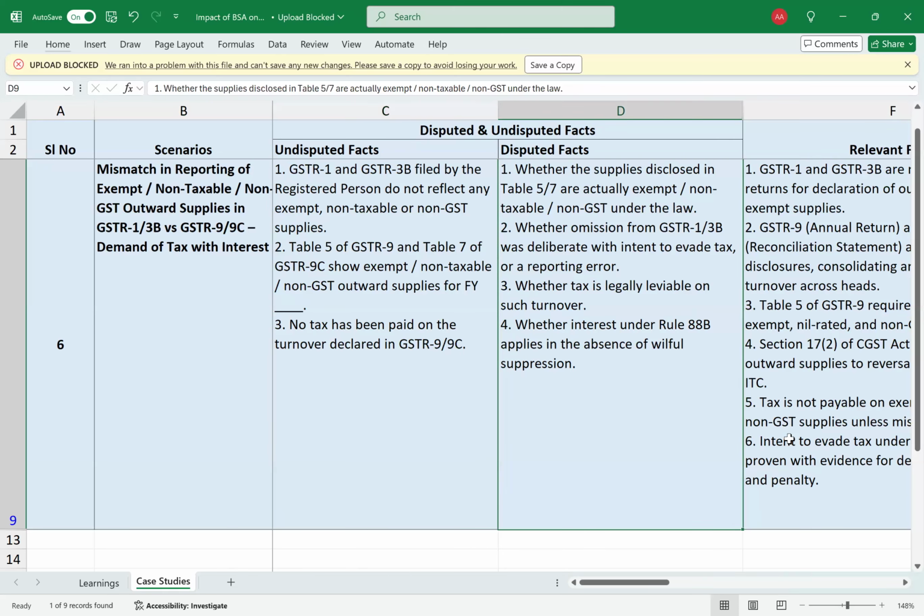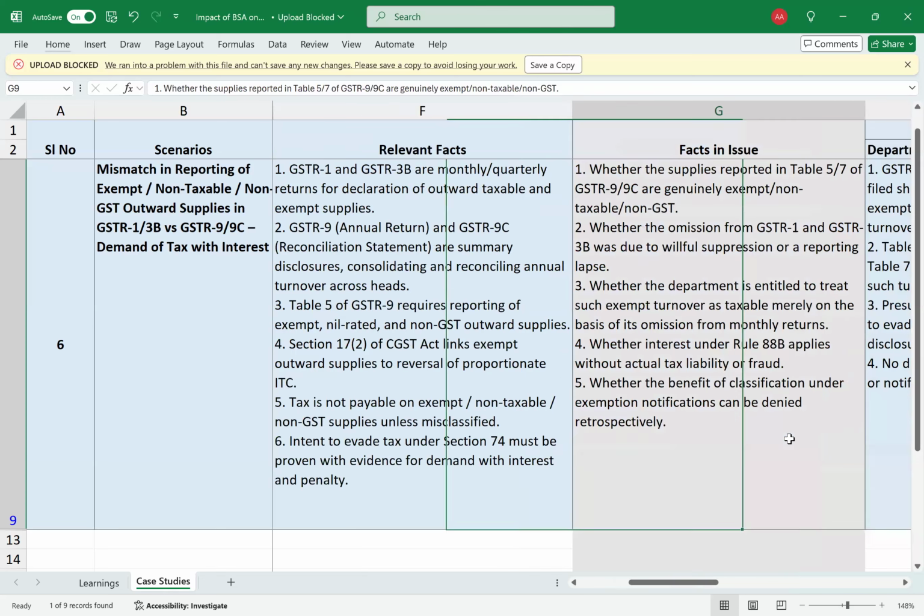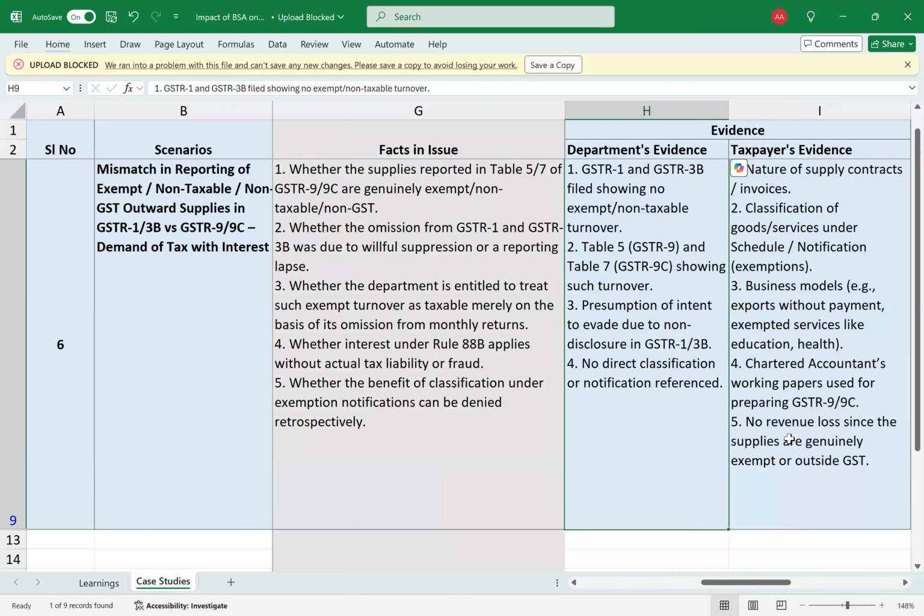Yeah. So subsequently, sir, the relevant facts versus facts in issue. Relevant fact is a provision of the law, but the facts in issue, I was able to filter more: whether the supplies reported in 9 were genuinely exempt or not; whether the omission in 1 and 3B was willful suppression or a reporting lapse, because this will help us to identify 73 or 74; whether the department is entitled to treat such exempt turnover as taxable merely on the basis of its omission, 88B; and whether the benefit of the classification under the exemption notification can be denied retrospectively.